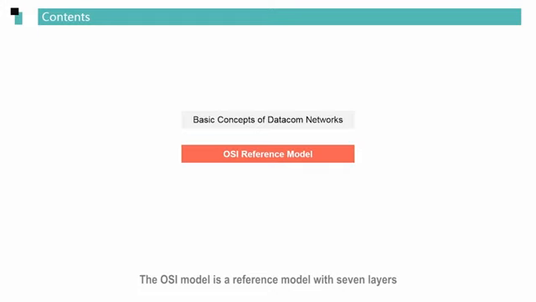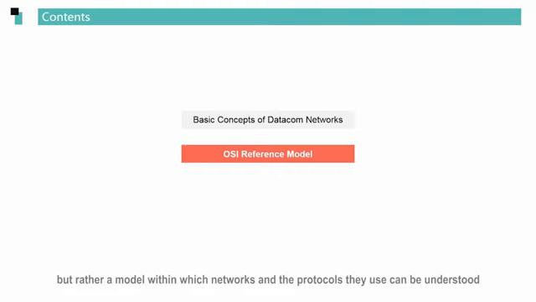The OSI model is a reference model with 7 layers. Each layer has its own functional definition. OSI stands for Open System Interconnection. It is defined by the International Standards Organization, ISO. It is a flexible, stable, and interoperable model. It is not a single protocol, but rather a model within which networks and the protocols they use can be understood. The OSI model specifies interconnection standards for different systems.